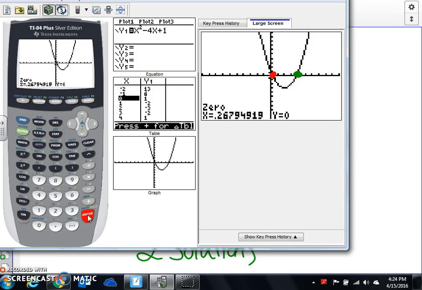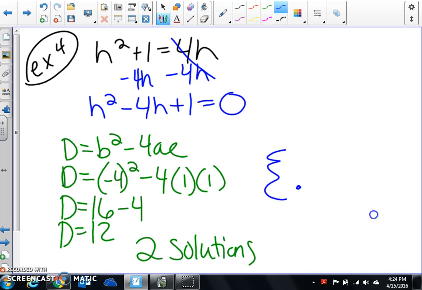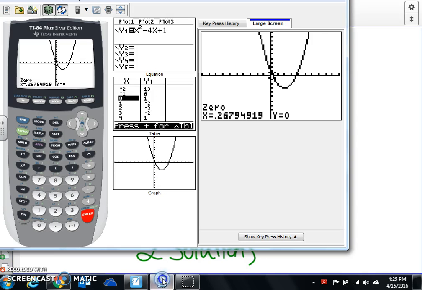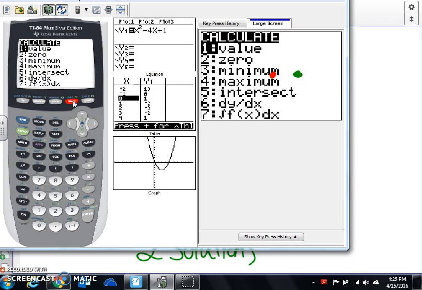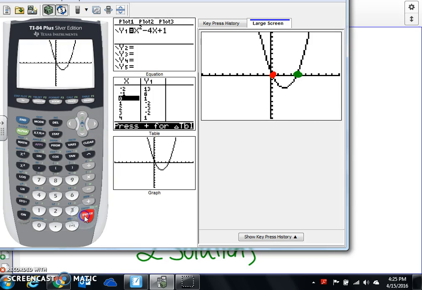Guess? Yes. So our first 0 is at approximately 0.2670, and it better be a 0 because that's what it means. So we're going to round that to just 0.3. So our first solution is 0.3. Let's find the green one now. So we have to go second calc again, 0. We go left of the green, and then right of the green, enter. And there's our 0. So let's do 3.7.